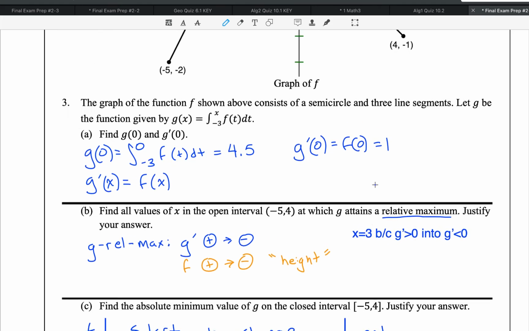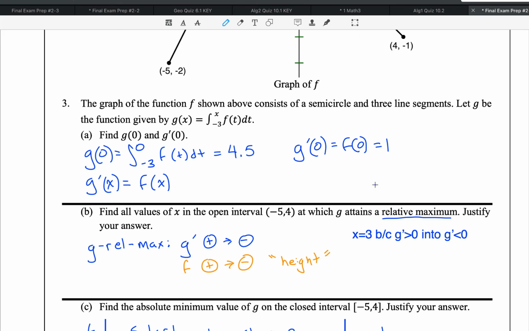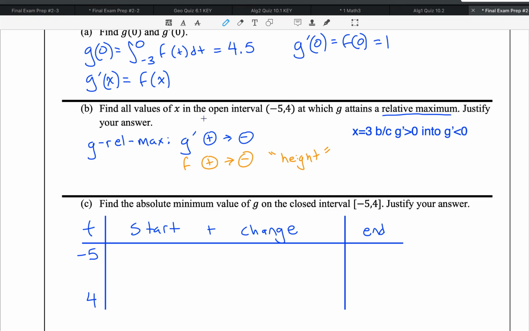Do we have any start value? No, it doesn't tell us anything about any start value. Sometimes we have to be careful. There's maybe a 2x that's added to the accumulation integral, but that's not the case.